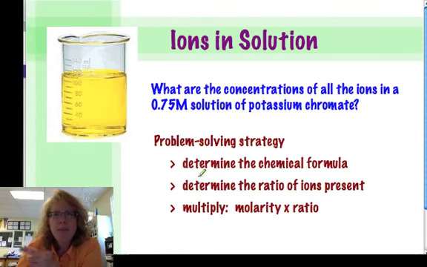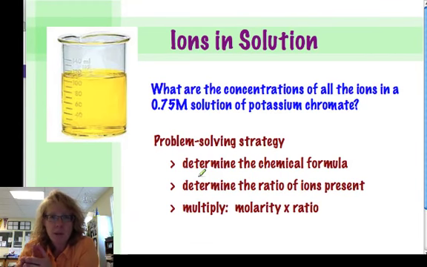So, for example, let's say you had a question like this one. What are the concentrations of all the ions present in a 0.75 molar solution of potassium chromate? So that's the kind of question that you could get asked. I want to know how much potassium is present, and then I want to know how much chromate is present. If you're not sure what ions are formed, typically you can just look at the words. The names of the formula will tell you which ions they are. So potassium chromate breaks down to potassium ions and chromate ions. Pretty easy in that sense.